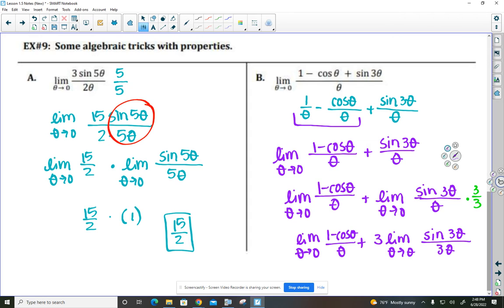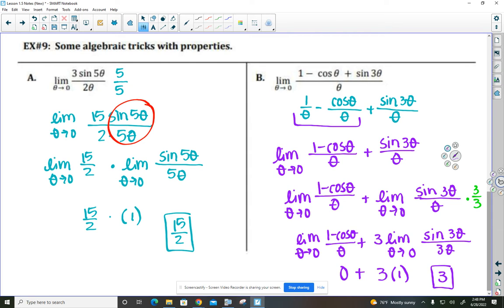And so using my special trig limits, the limit of 1 minus cosine theta over theta is 0. And our constant of 3 that was being multiplied, I could bring that in front of the limit. And now the limit of sine 3 theta over theta as theta approaches 0, there we go, is 1. 0 plus 3 times 1 is 3.